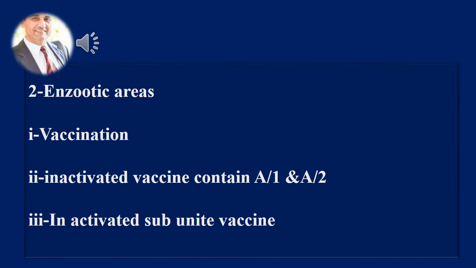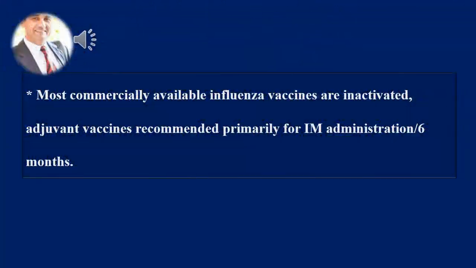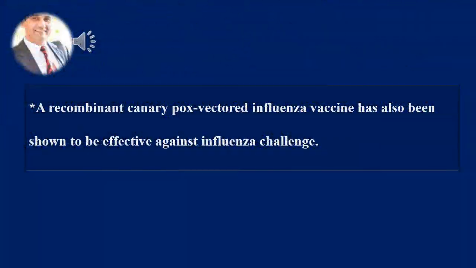Vaccination of enzootic areas against equine influenza is important, using inactivated vaccines and inactivated subunit vaccines. Most commercially available influenza vaccines are inactivated. Adjuvanted vaccines are recommended primarily for intramuscular administration every 6 months. A recombinant canarypox vectored influenza vaccine has also been shown to be effective against influenza challenges.